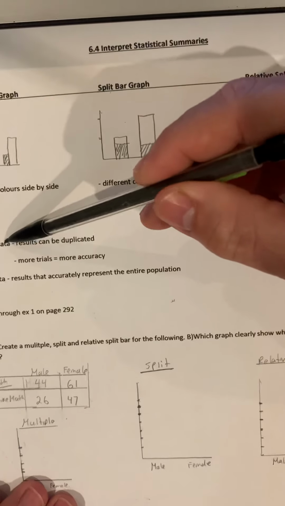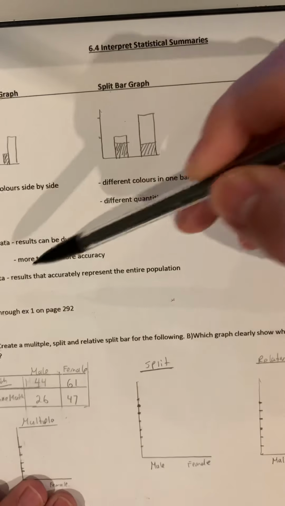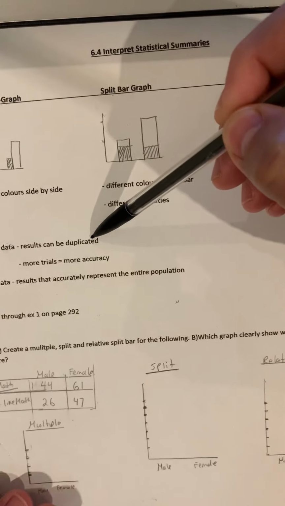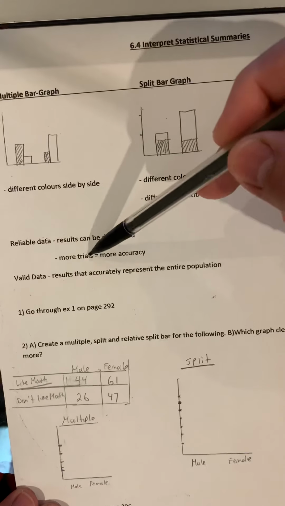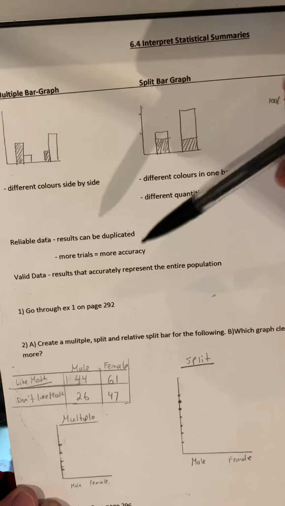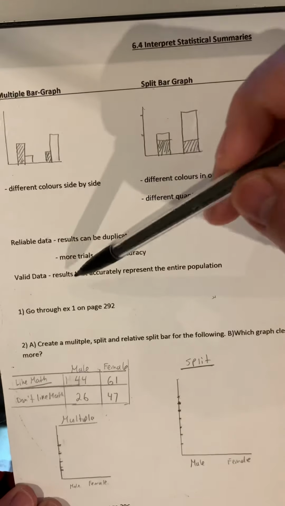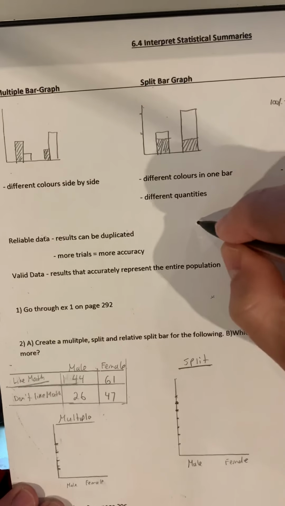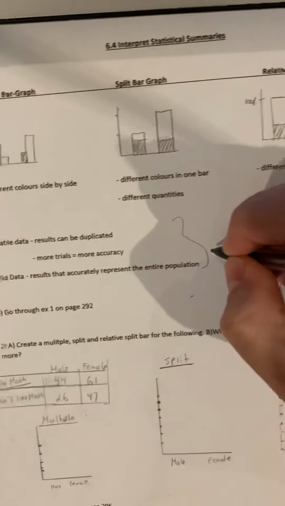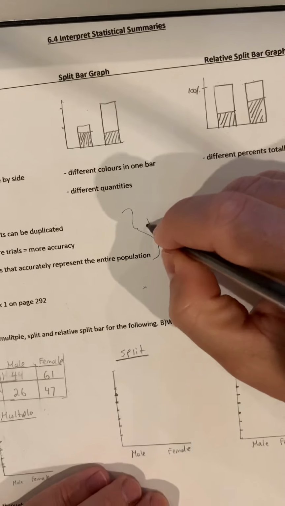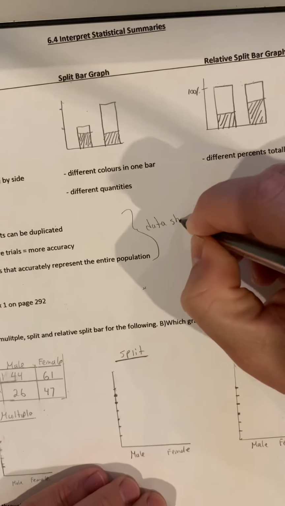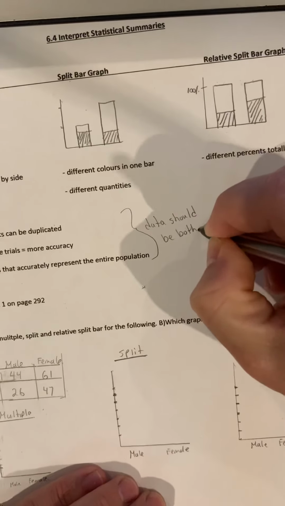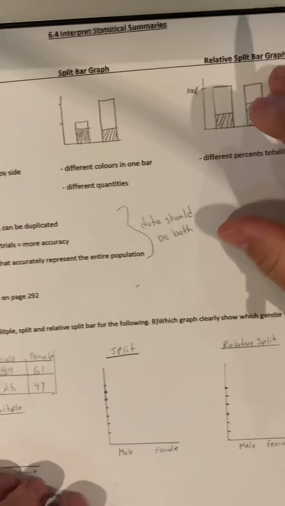When you have data, it should be reliable and valid. To be reliable, it should be able to be duplicated, and the more trials that you do, the more accuracy you have. Valid means the results accurately represent the entire population. Together, data should be both reliable and valid.